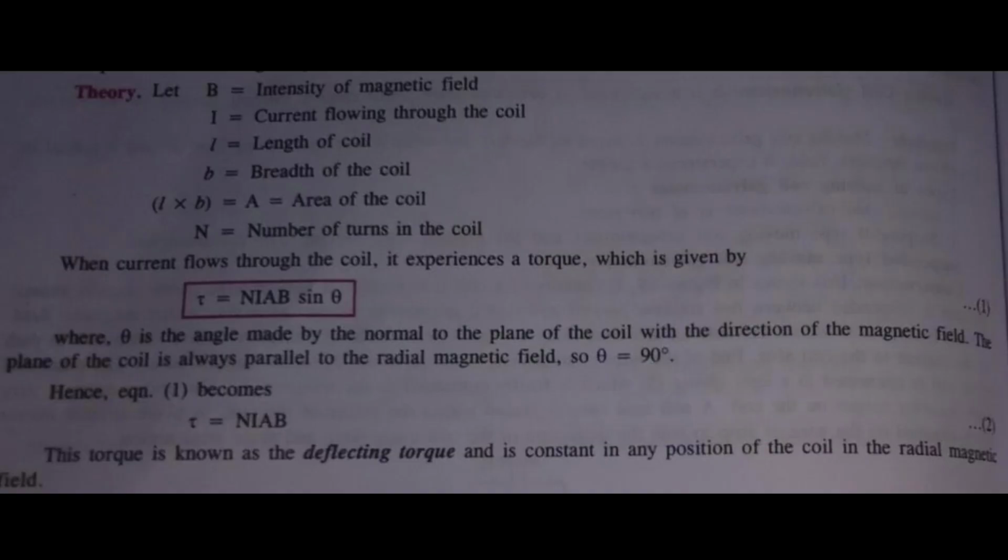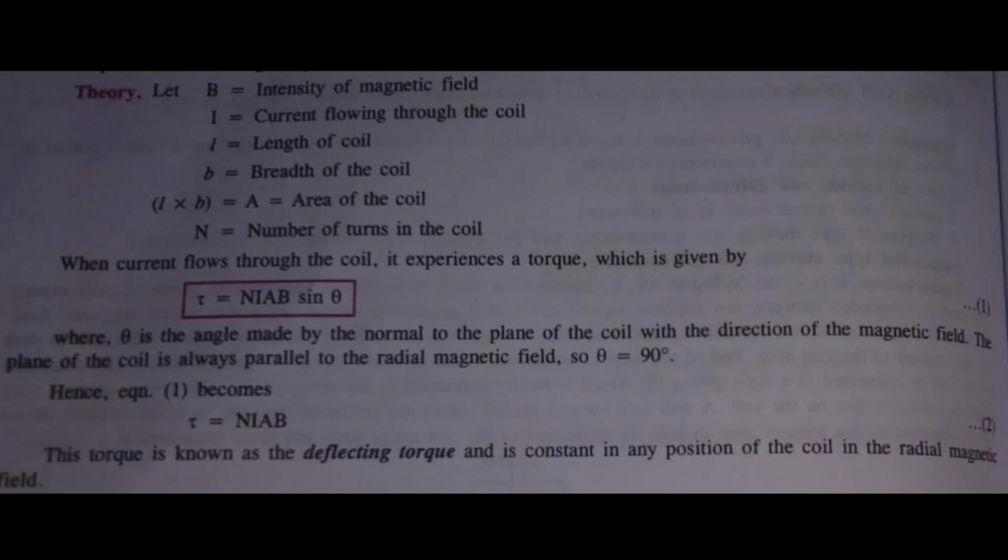So now to understand how the principle is applicable on this device, we assume a few mathematical terms. Let us suppose that capital B represents the intensity of the magnetic field applied to the device. I is the current flowing through the coil. Of course, the coil has some length and breadth, so capital A represents the area of the coil. Of course there are a large number of turns, and the turns are represented by capital N, the number of turns in the coil.